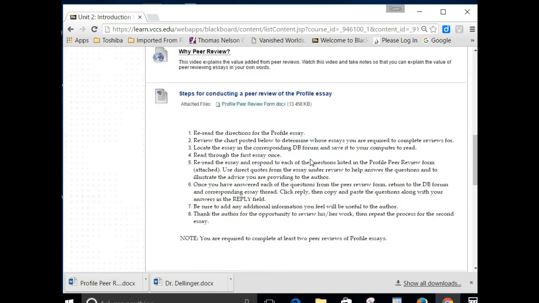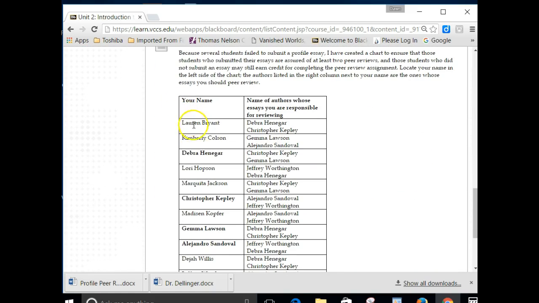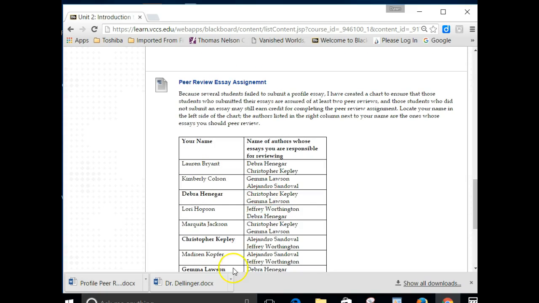Then look at the chart right down here that says peer review essay assignment, and it lists everybody's name to the left and to the right which essay or the name of the author whose essay you should evaluate. So for example, if you go down to Lori Hobson's name, you'll see that she's going to read and evaluate Jeffrey Worthington's essay and Deborah Hennigar's essay. Okay, and so it goes like that throughout.